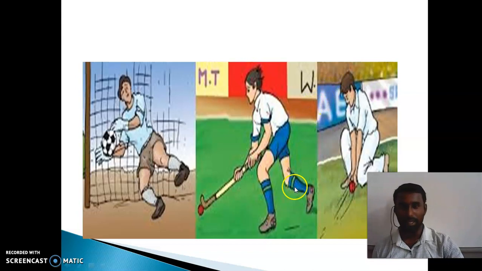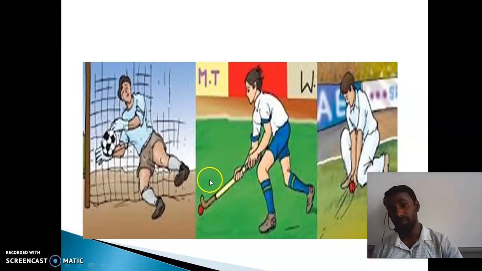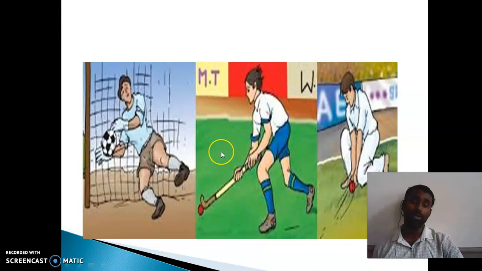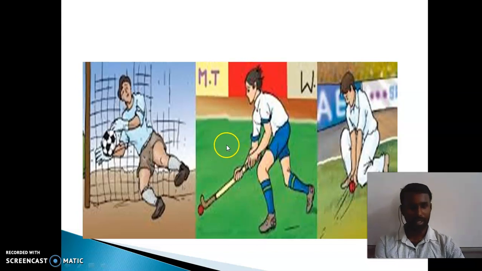Next, the hockey bat. The ball is already coming in one direction. If you apply a force, you change the state of that motion. It comes in some direction and you give some force in another direction. In whichever direction you give the force, it will change automatically. That is how you can win the match.